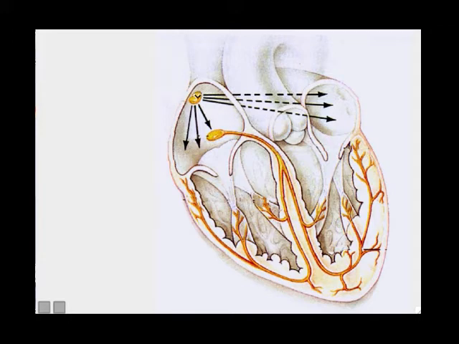So notice that this clump of the conducting tissues is in the upper part of the right atrium. That's called the SA node. It stands for the sinoatrial node. Conducting tissue node in the upper right atrium. And it's a very important part of the conducting tissues. It's sometimes called the pacemaker of the heart because the rate that it sends out its contraction and relaxation signals determines your overall heart rate.